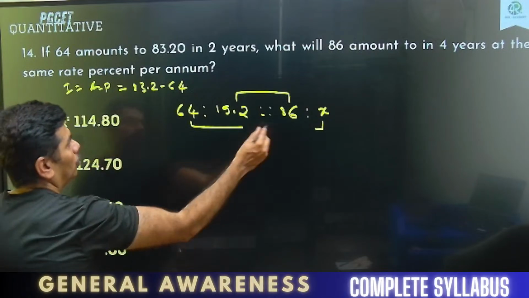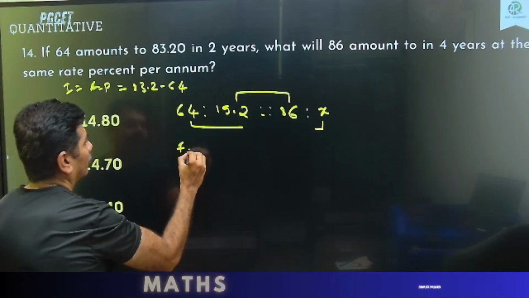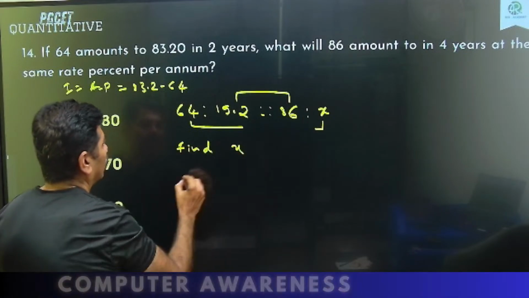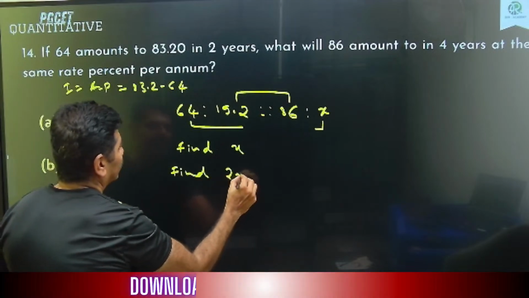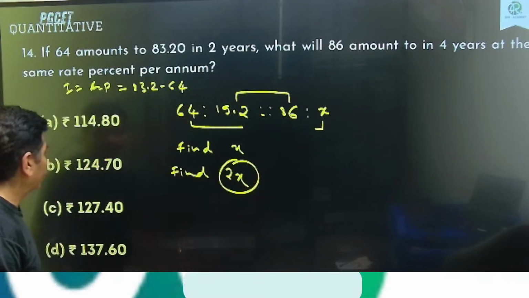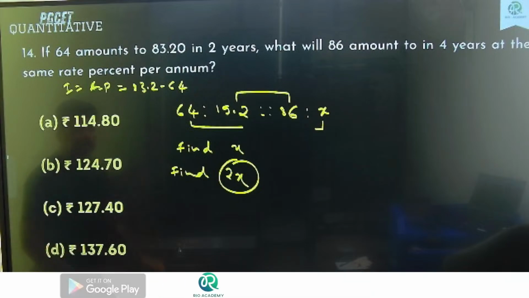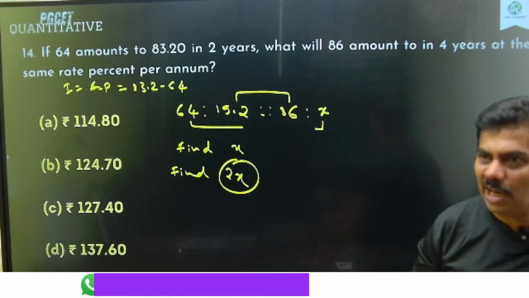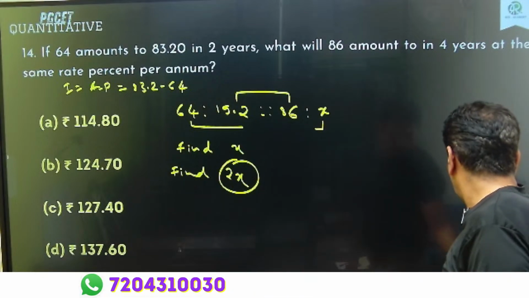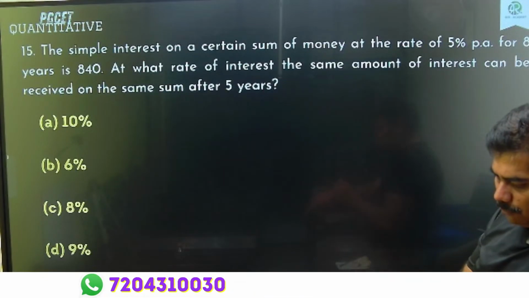Okay, so you have to find x and find 2x. So 2x will be your final answer. I want you to just do it on your own, because I have one last question to solve for today. You can do that further.